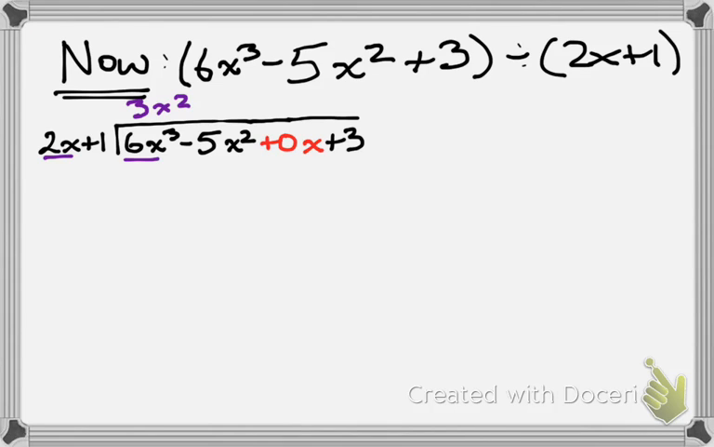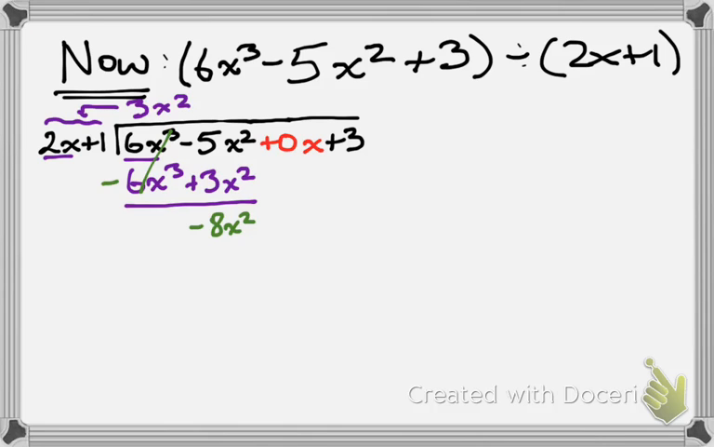So that's 3x squared. And now, just like we did in the last example, we have to do 3x squared times 2x plus 1. Well, 3x squared times 2x plus 1 is 6x cubed plus 3x squared. And now we have to get the difference of these two to try to figure out what we have left. And 6x cubed minus 6x cubed goes away, and negative 5x squared minus 3x squared is negative 8x squared. So I have negative 8x squared, but because this part here actually has 2 terms, I also want to bring down that next term of 0x.